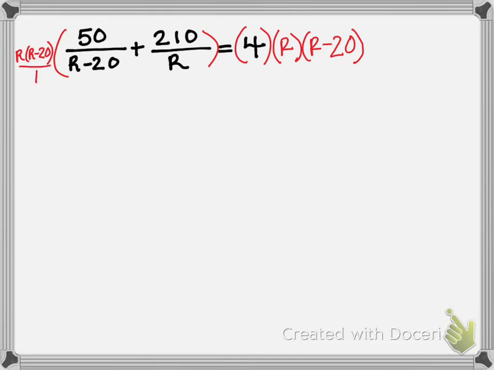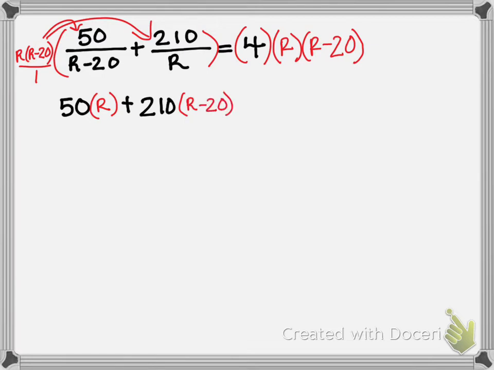So on the left side, I'm going to put the LCD over 1 because I will be distributing into fractions. So it's nice to kind of see it as over 1. Okay, so when I distribute the LCD to the first ratio, the r minus 20 factor will cancel out. So the numerator of 50 will be multiplied by r because that was the factor of the LCD that ratio was missing. Then I'm going to distribute again to the 210 over r, and now the common factor is r, so you can imagine the r's will be cleared out or divide out, but the numerator of 210 gets multiplied by the missing factor r minus 20.